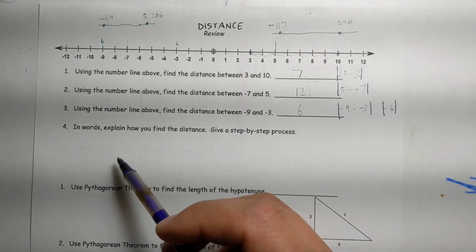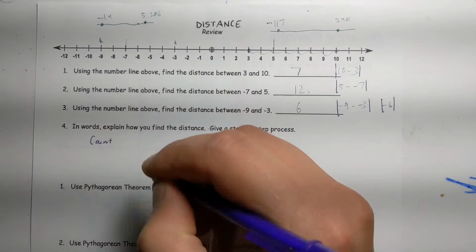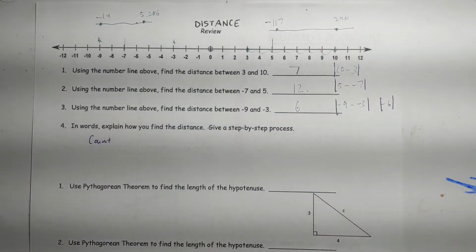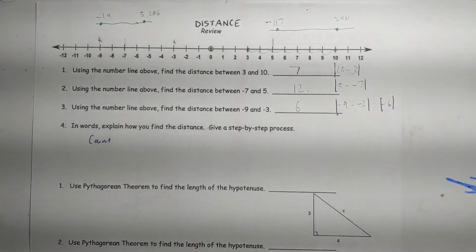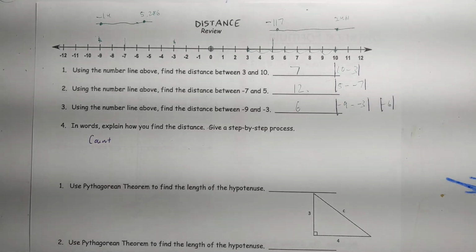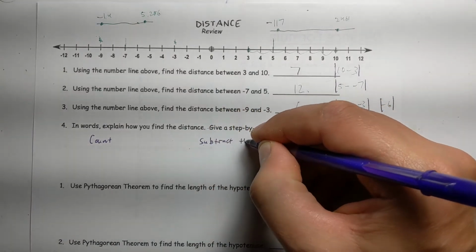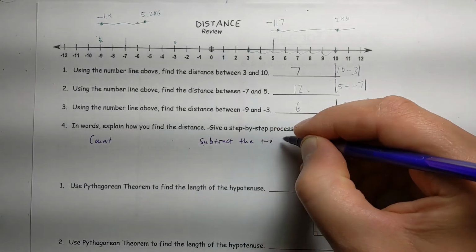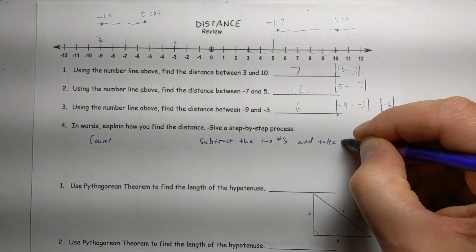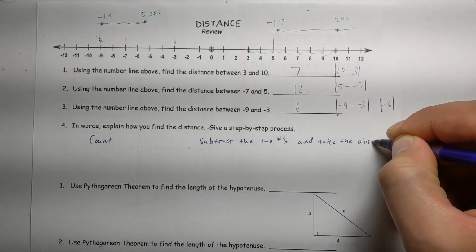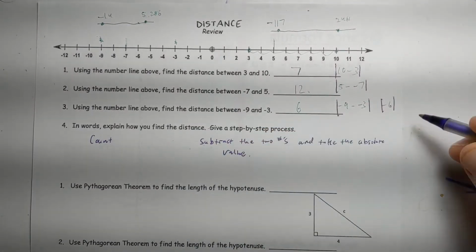So in words, how can we explain how you can find the distance? Well, we could just count, option 1, and I absolutely support counting whenever possible. Just count it if that's the easiest. However, if that doesn't work, we can subtract the two numbers and take the absolute value. Just like that.